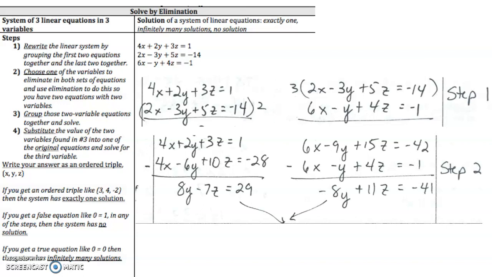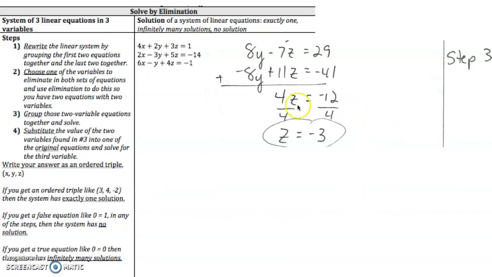So then you'll see we'll have our two equations, and with the pair on the left, I'm going to subtract. And I have to subtract each set of variables. So I end up getting 8y minus 7z equals 29. Over on the right, I'm also going to be subtracting because my x variables are the same. So I get negative 8y plus 11z equals negative 41. I've just completed step 2. Now step 3 is I'm going to group these two variable equations together and solve. And I'm going to do that on my next slide.